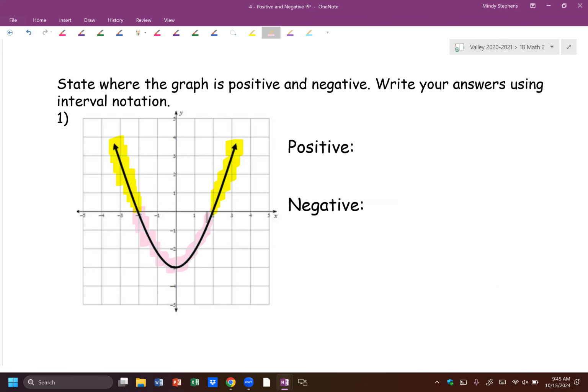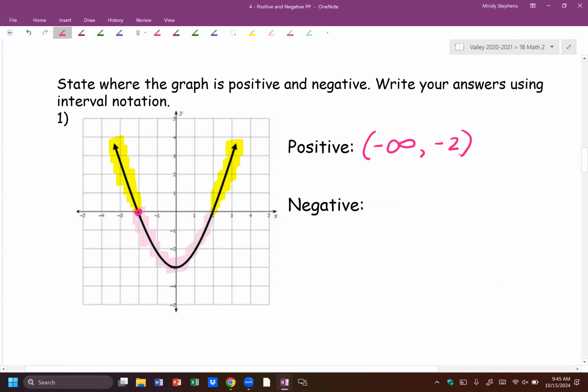So starting on the left, that yellow, the top piece, it's positive. So we're going to start with positive. It starts, there's an arrow, so it starts at negative infinity. So it's positive from negative infinity until it gets to this spot right there. Then it starts to be negative. So from negative infinity to -2, it's positive.